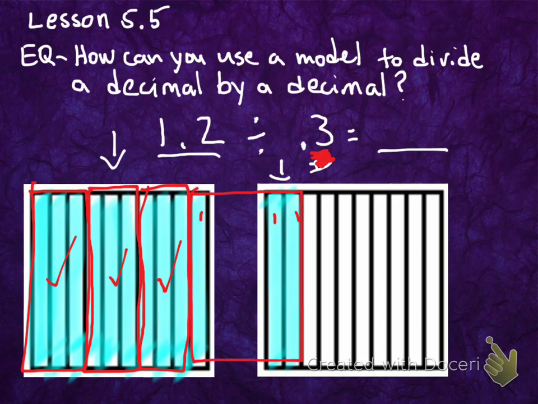Okay, and what I have now is four groups of 3/10. Therefore, in this 1 and 2/10, I have four groups of 3/10. Therefore, 1 and 2/10 divided by 3/10 equals 4. That would be the quotient.